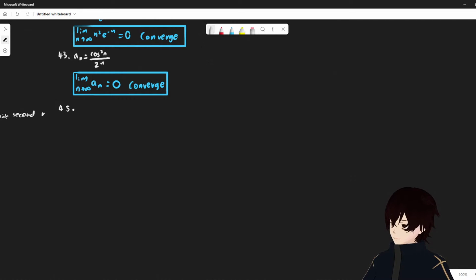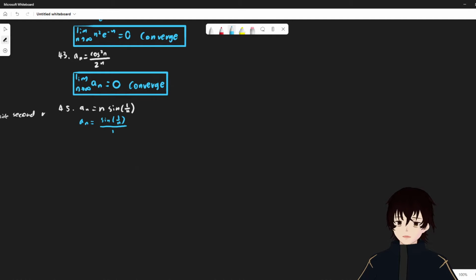45. 45 says a sub n is equal to n times sine of 1 over n. Oh dear God. Reverse L'Hopital. Let's say a sub n is equal to sine of 1 over n divided by 1 over n.